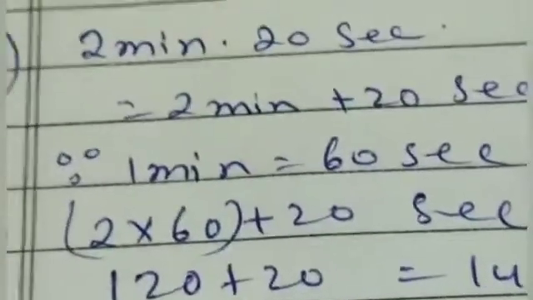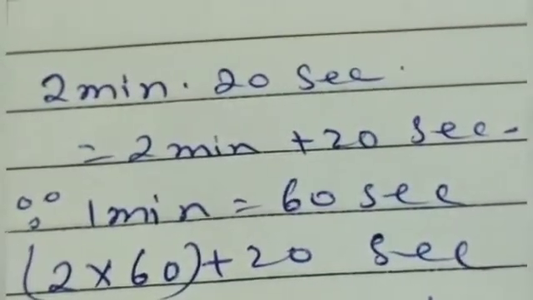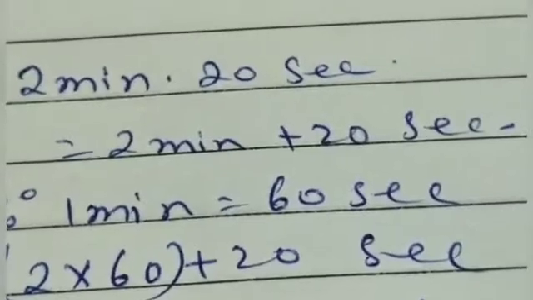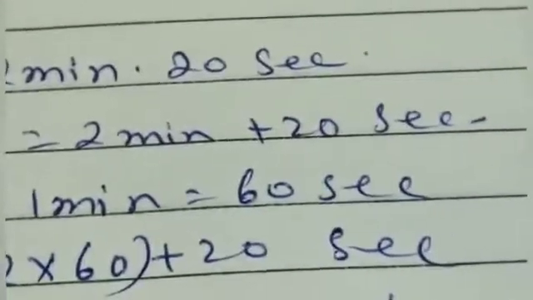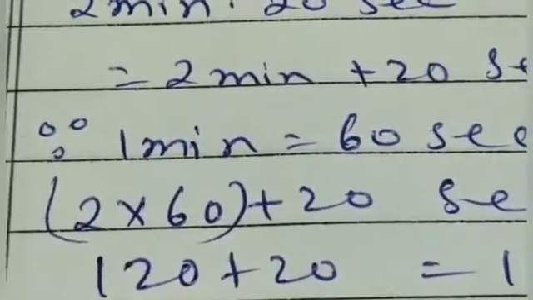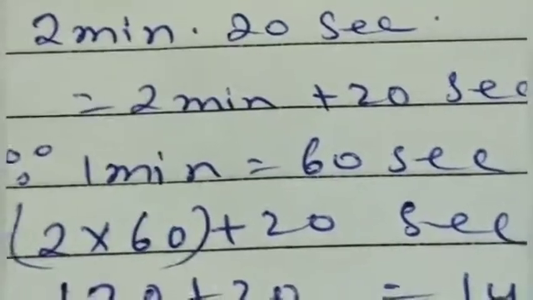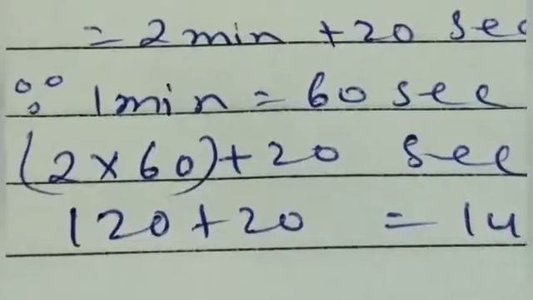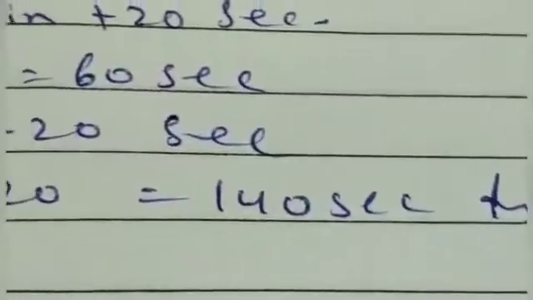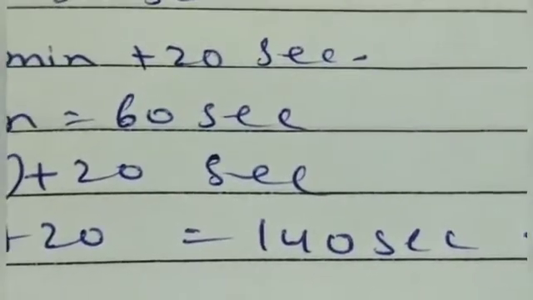Question number 4, again minutes and seconds are there and you need to find out how many seconds are there. So we'll convert 1 minute to 60 seconds. So 2 minutes will be 2 multiplied by 60, and here again 20 seconds is given, so we'll add that 20 and we'll get 120 plus 20, 140 seconds. Likewise you will do all the maths.